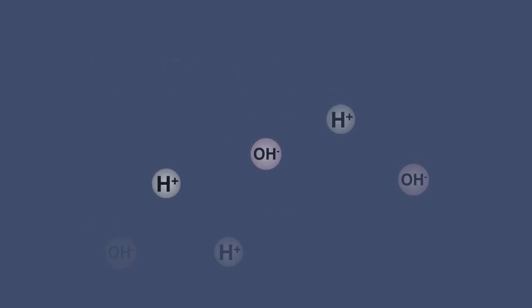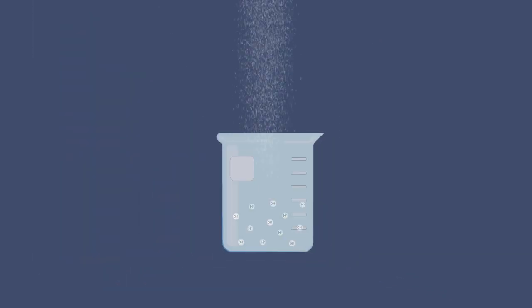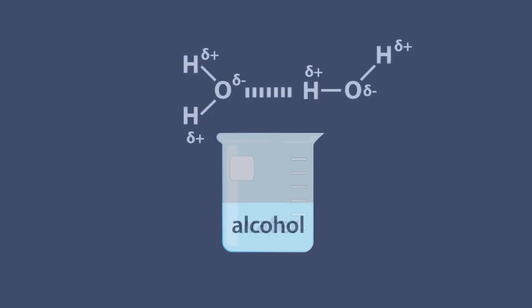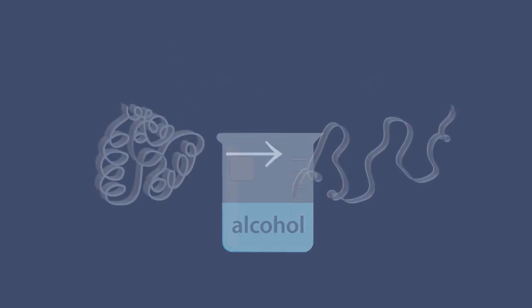Similarly, an increase in concentration of ions such as hydrogen, hydroxide, or salt, or changing the solvent from water, which is strongly polar, to alcohol, will disrupt these dipole forces, causing the enzyme to unfold.